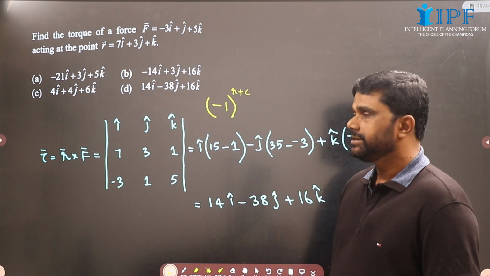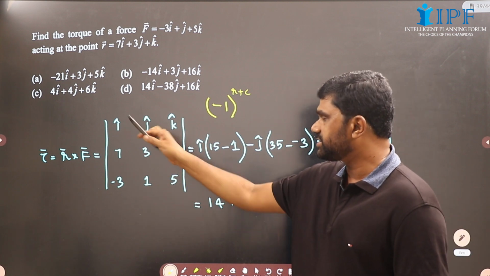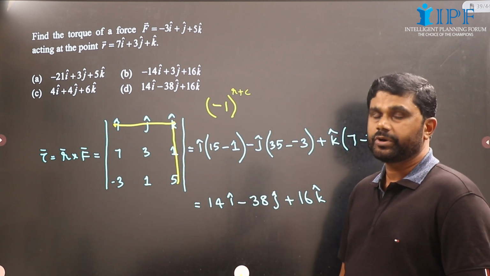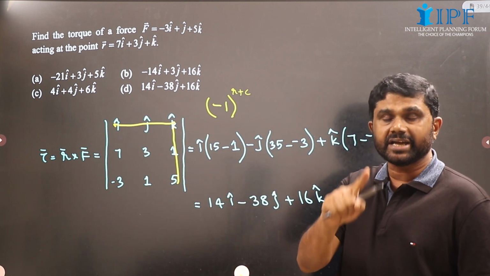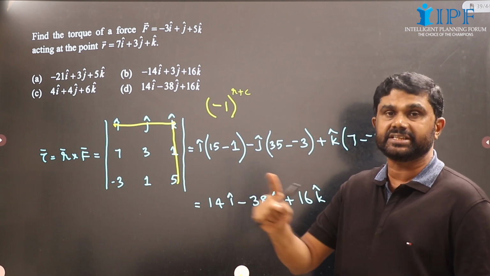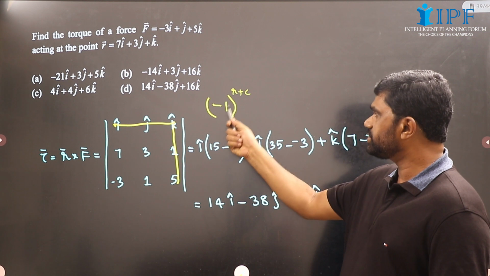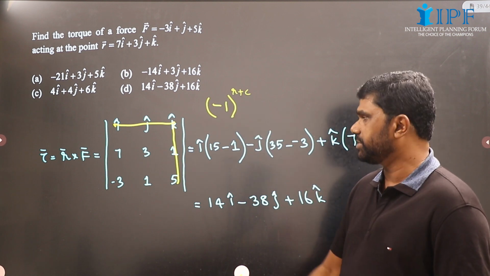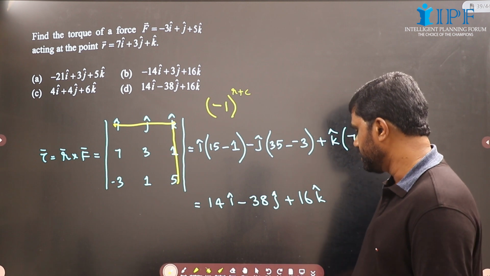Then this K, that is the element in the first row and third column. So R equal to 1 and C equal to 3. So R plus C will be 1 plus 3, that is equal to 4. Minus 1 raised to 4 is plus 1. So this is to be taken as positive.